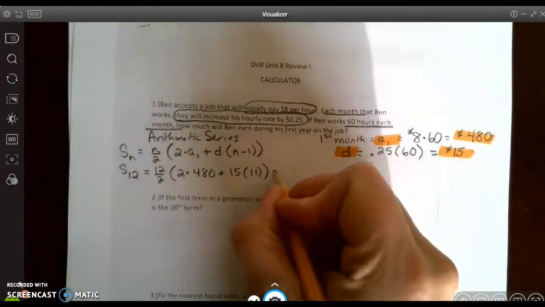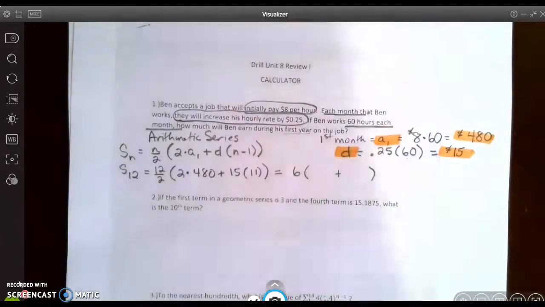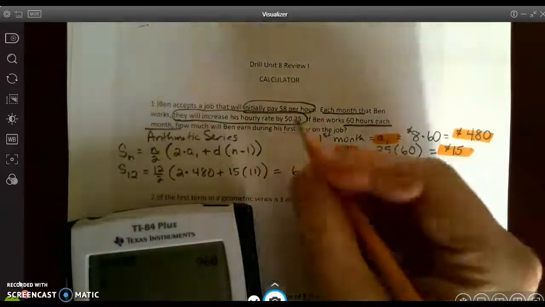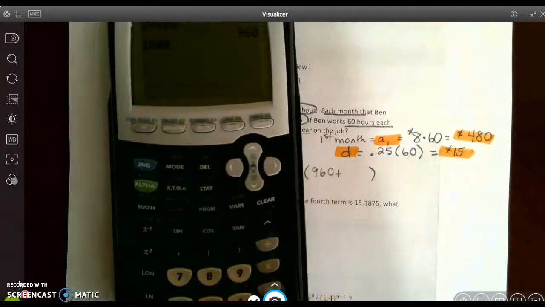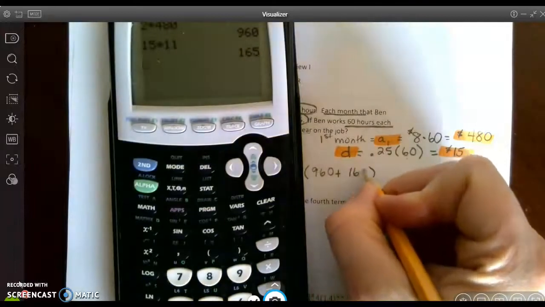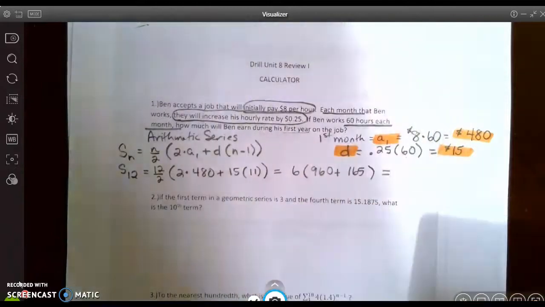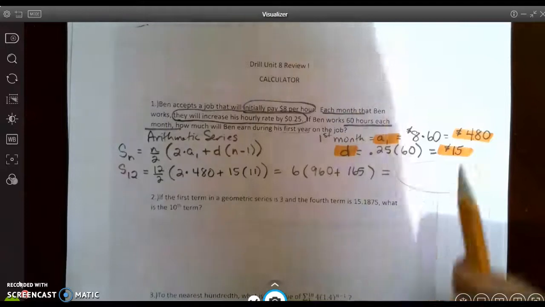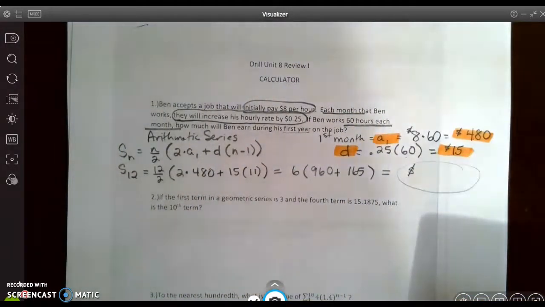So I'm going to go ahead and start putting this into my calculator. Two times 480, I get 960. And 15 times 11, I get 165. I'm thinking you guys can type the rest of that into the calculator and get your total answer. I'll tell you it's more than 6,000 and less than 7,000.